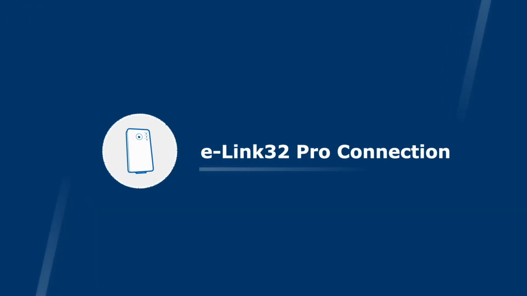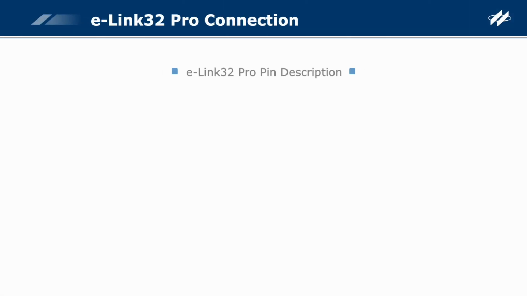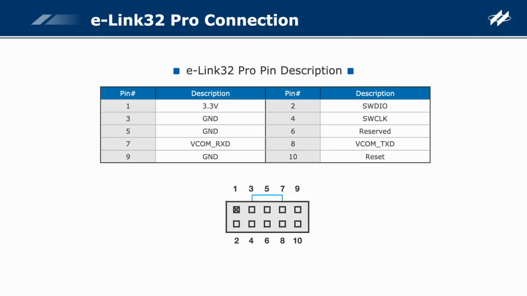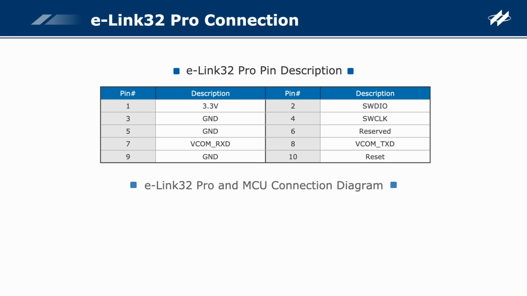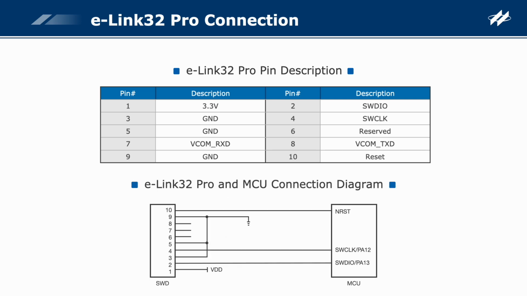E-Link 32 Pro connection. The E-Link 32 Pro provides an SWD interface. Only two pins named SWCLK and SWDIO are required for debugging and programming. The E-Link 32 Pro SWD 10-pin connector is shown in the table. The connection method between E-Link 32 Pro and MCU can refer to the diagram. The above are the E-Link 32 Pro connection instructions.